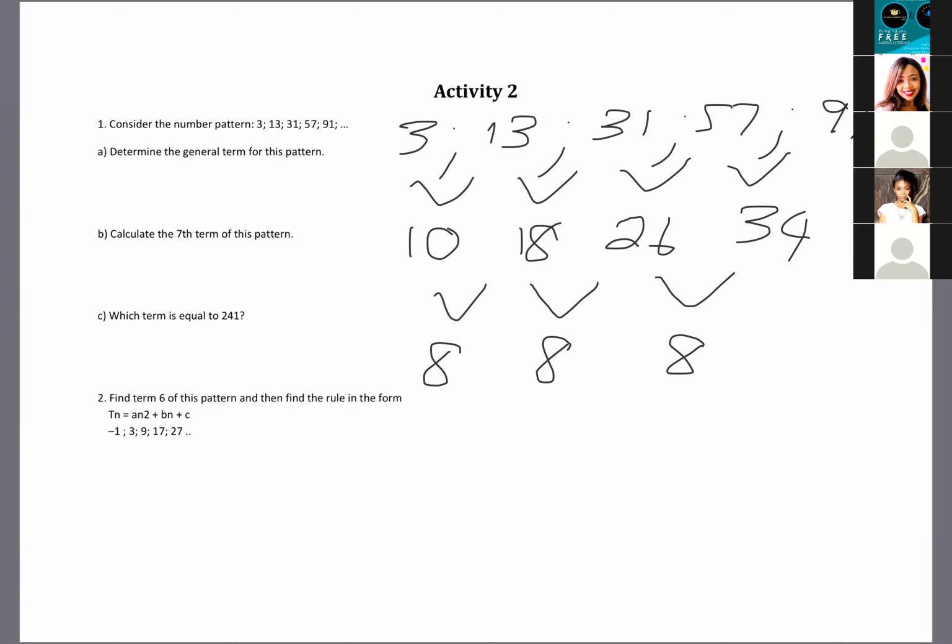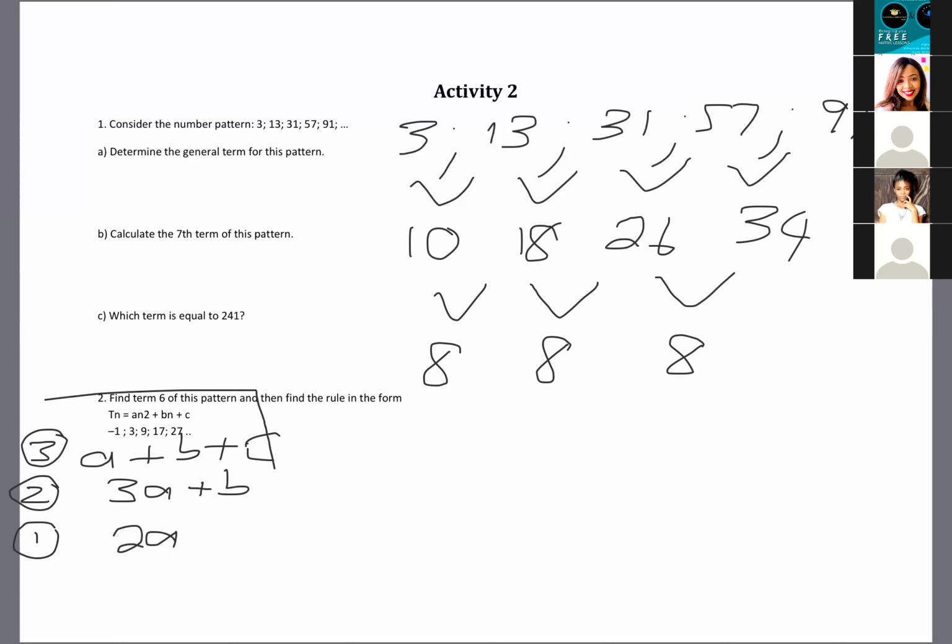And I said that whenever you see a quadratic sequence, you already have in your mind this equation of A plus B plus C. That's 3, 2. What did I say 2 was? I said 3A plus B. And what's 1? 1 is 2A. So I already know this. This you must commit to memory, so you walk into the test knowing this already.